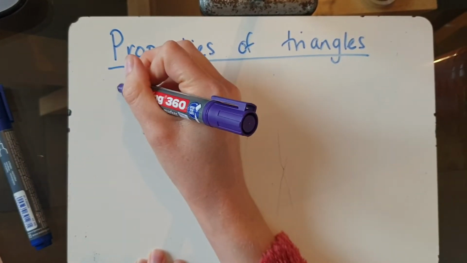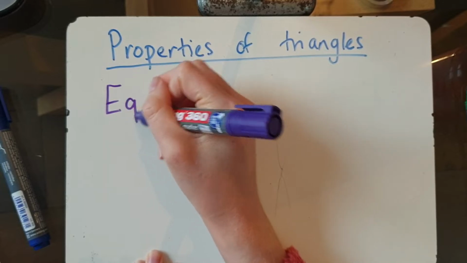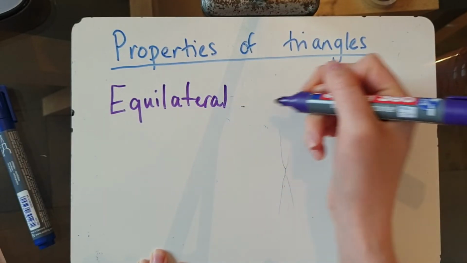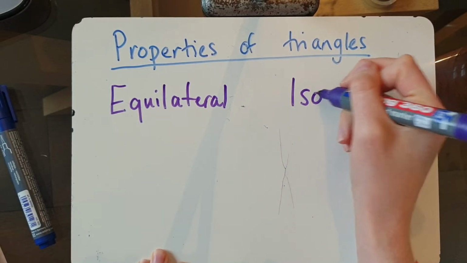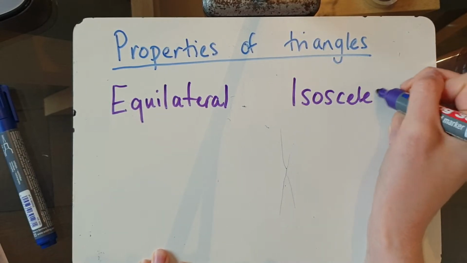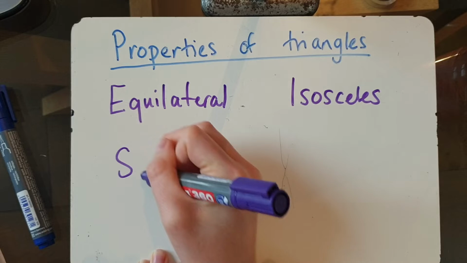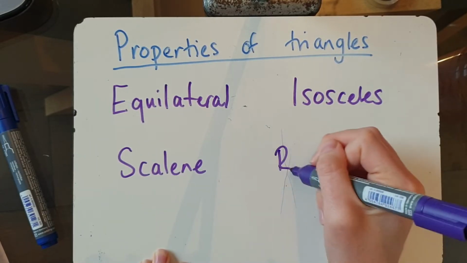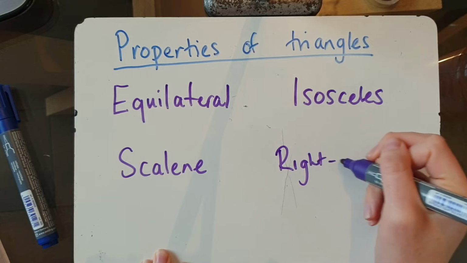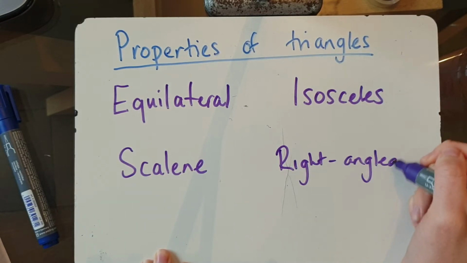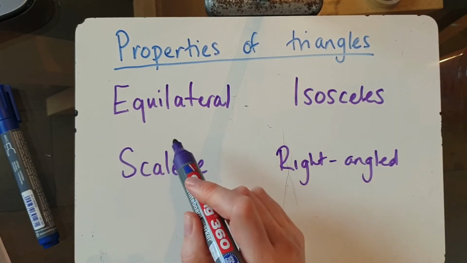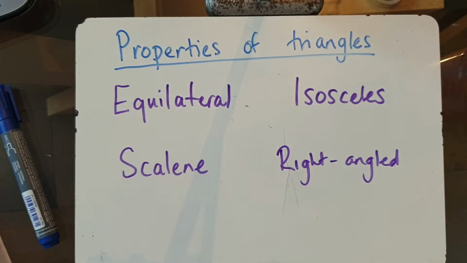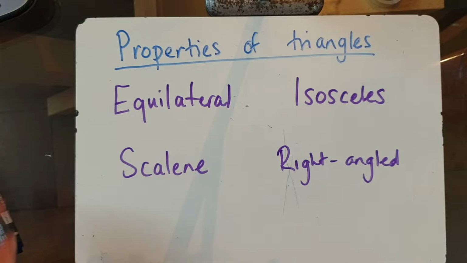So the 4 types we're going to look at are equilateral, isosceles, scalene and right angle. So I'm going to write each one of these down and draw a diagram and then write down the properties of that triangle, and you need to copy those into your books.